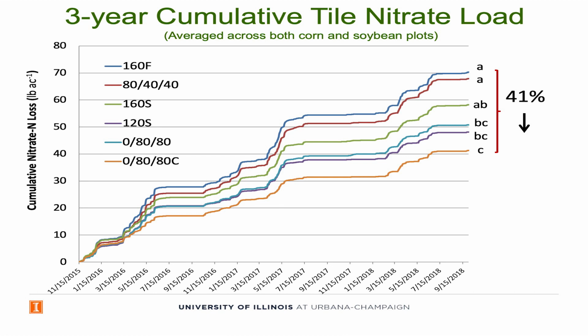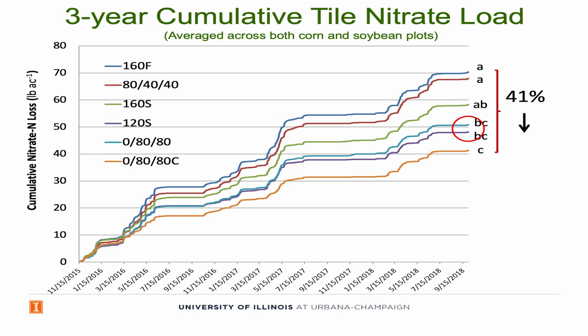And so you're seeing 3 years of cumulative load, and you can see the 6 treatments have separated very nicely, statistically different, and we're losing the most nitrogen with the fall N treatments, and the least when we have the 50-50 split with the cover crop. And it's a 41% decrease overall.